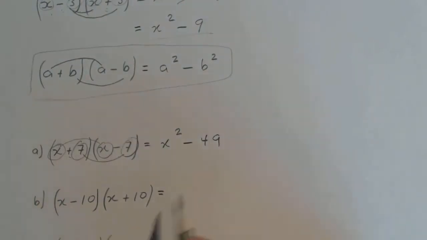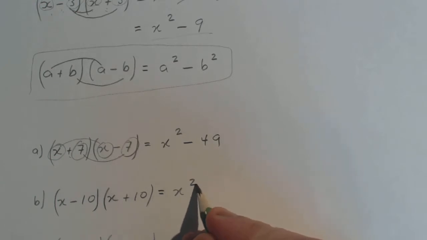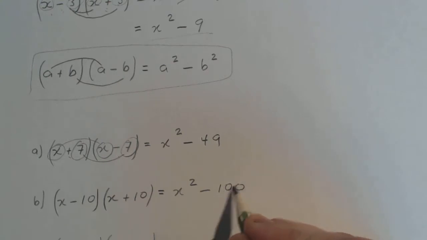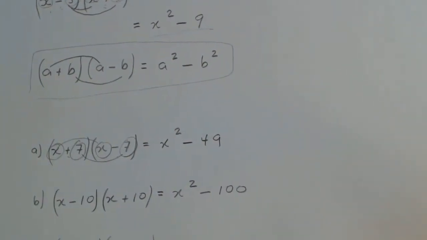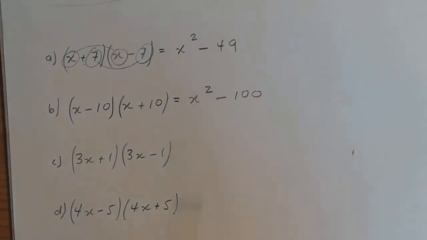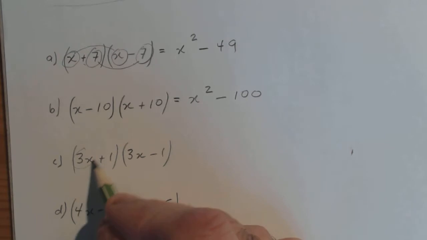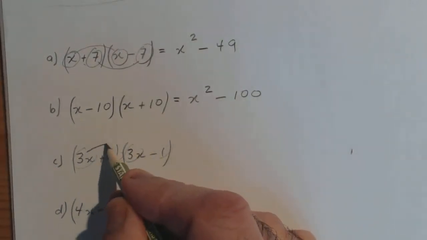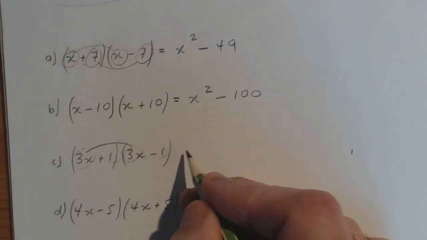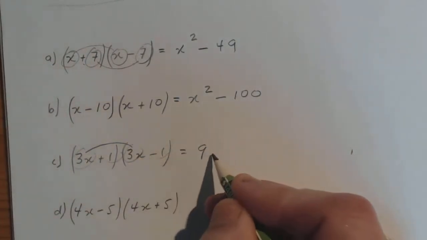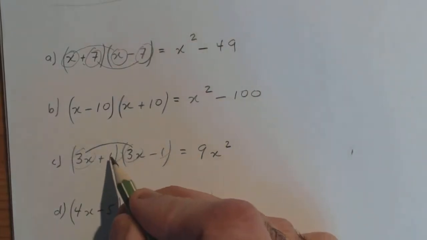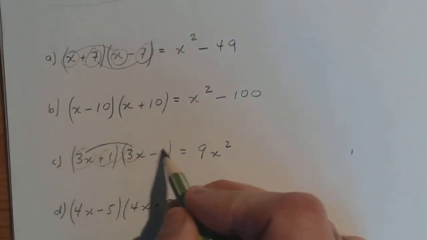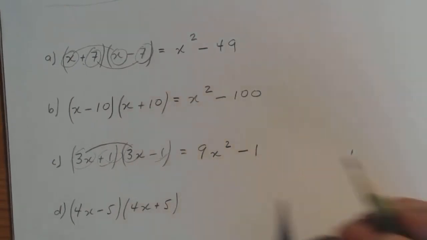So we just simply go x times x, x squared. Negative 10 times plus 10 gives negative 100. So now the next one. Again, you can see the result will give a difference of two squares. It's the same, same, but the signs are different. So we just multiply the first two terms, where we get 3 times 3 is 9, x times x, x squared. Now we multiply the two last terms, plus 1 times minus 1 will give minus 1.